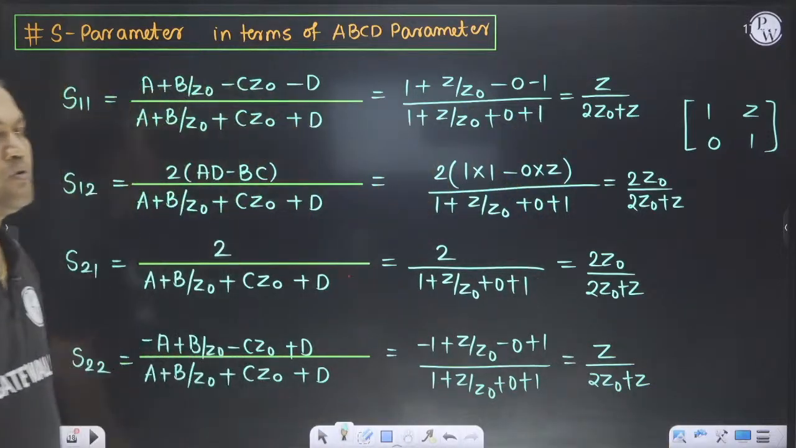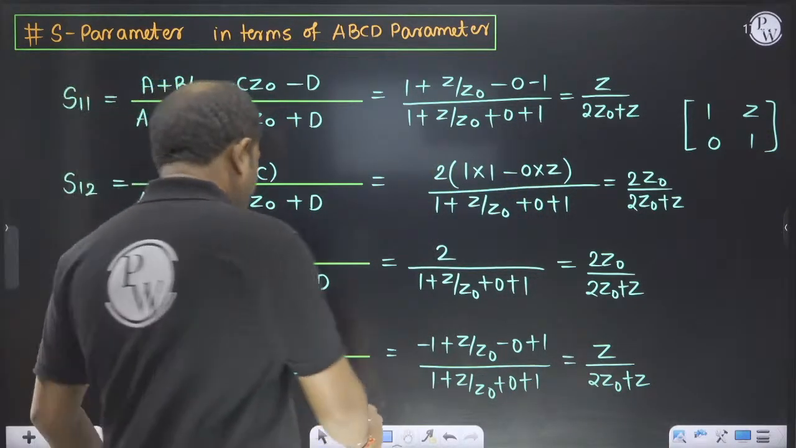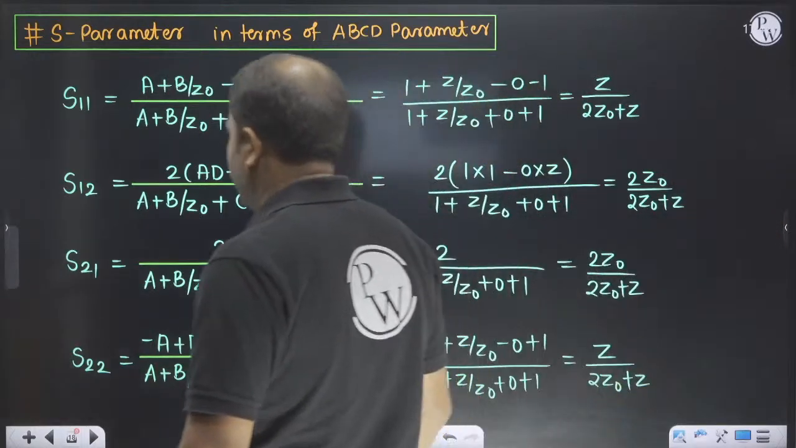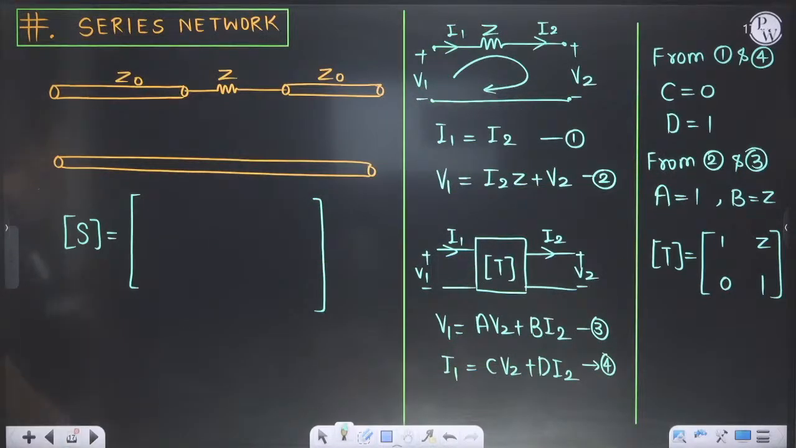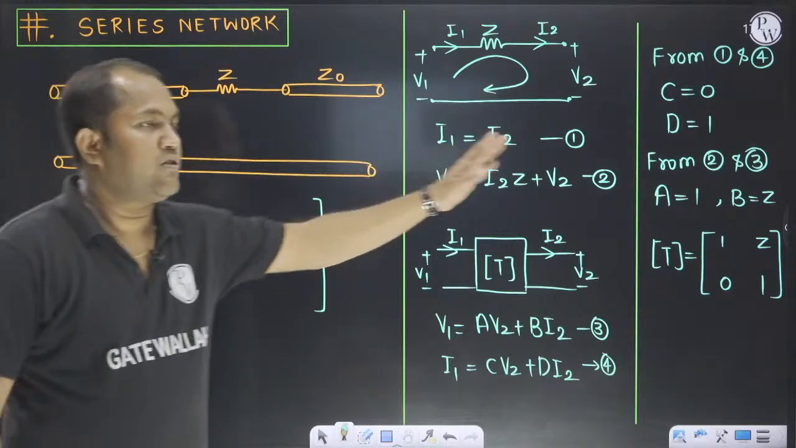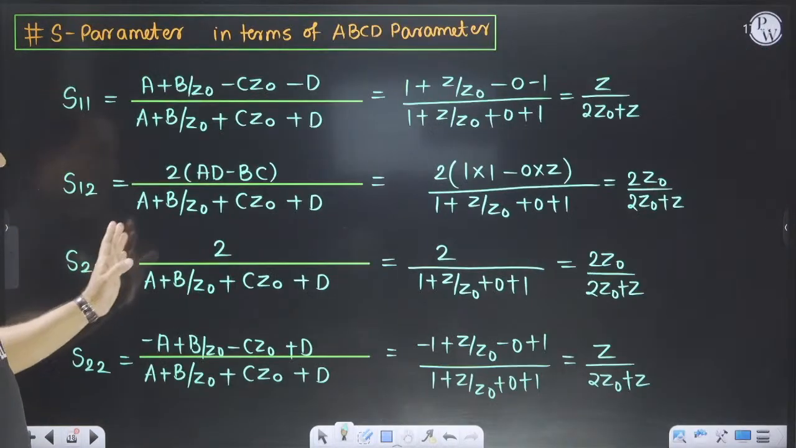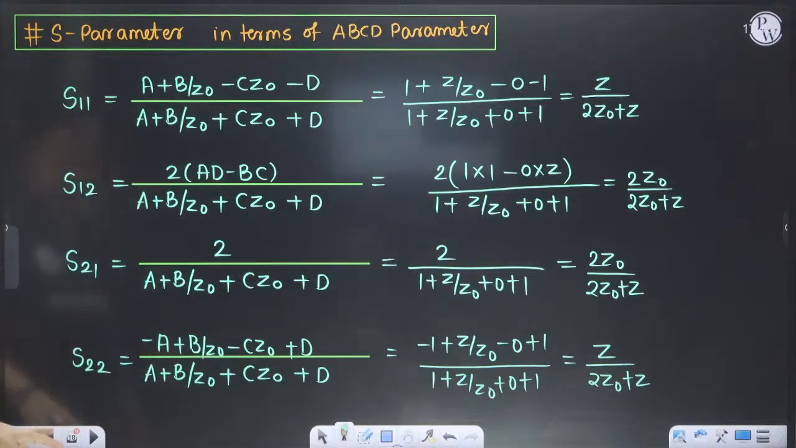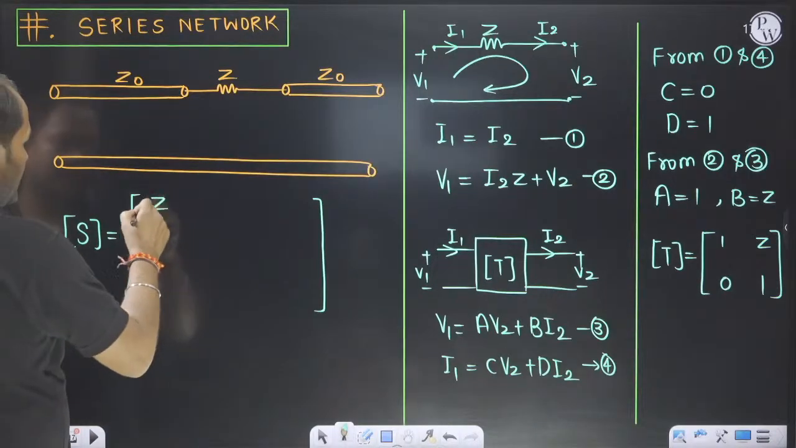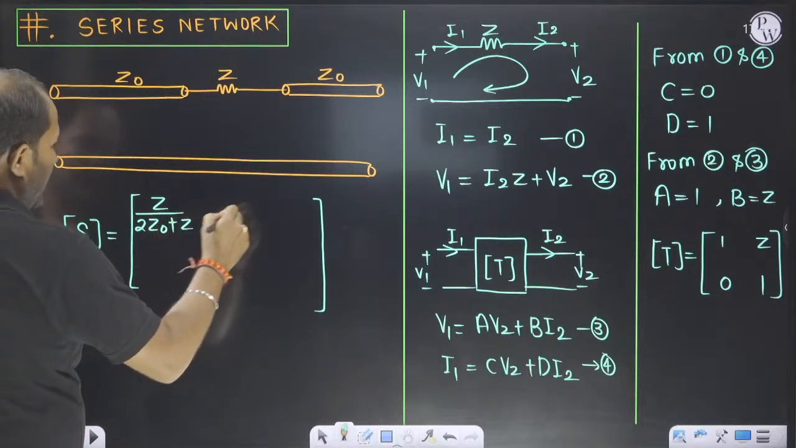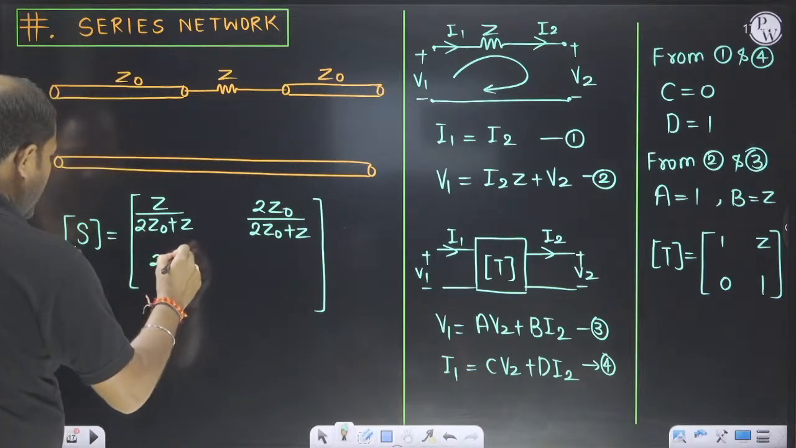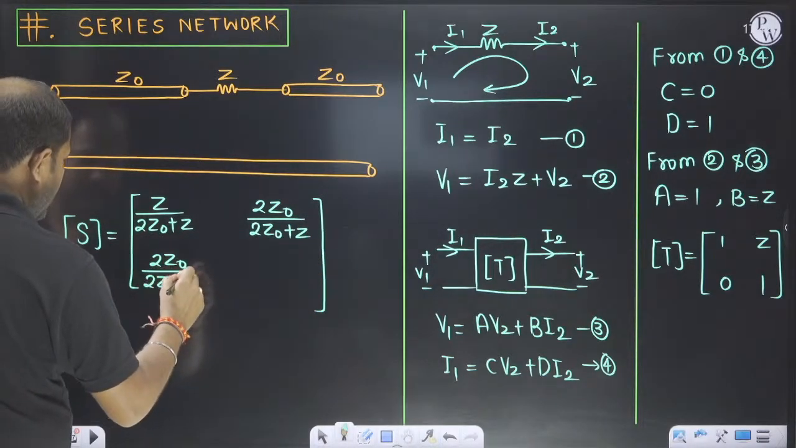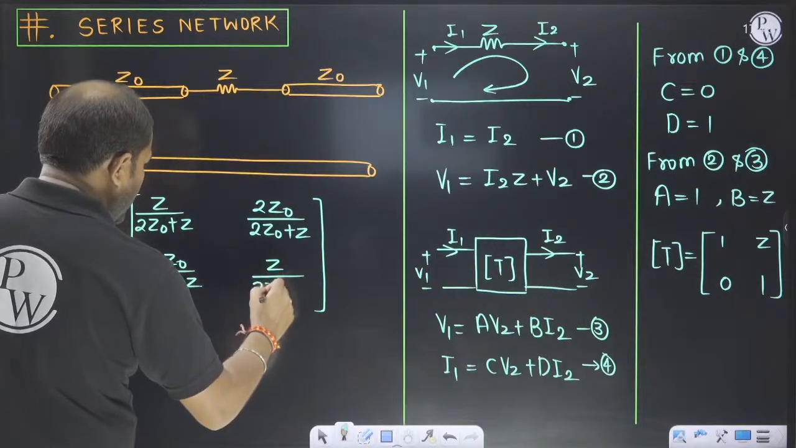So we have calculated the S parameter in terms of Z. It is very easy. If you want to remember the formula, you can remember it; if you want to derive it, first find out ABCD, then apply this formula and you will get the S parameter. So the S parameter is Z over 2Z0 plus Z, 2Z0 over 2Z0 plus Z, 2Z0 over 2Z0 plus Z, and Z over 2Z0 plus Z.